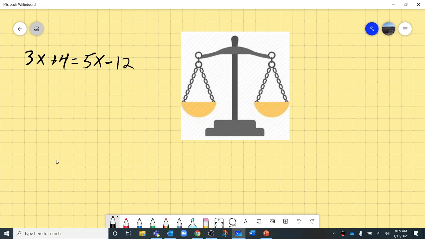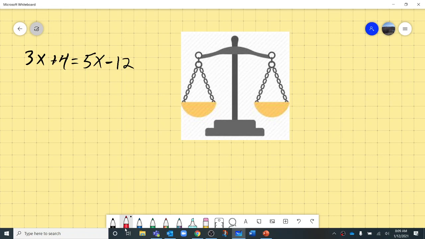Okay. I know we've gone over this before. We're going to do a little bit of review. So we're going to talk about solving equations with variables on both sides. So remember, variables are letters that we put into our equations to represent something that we don't know.